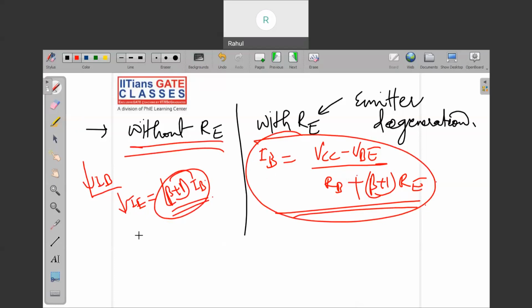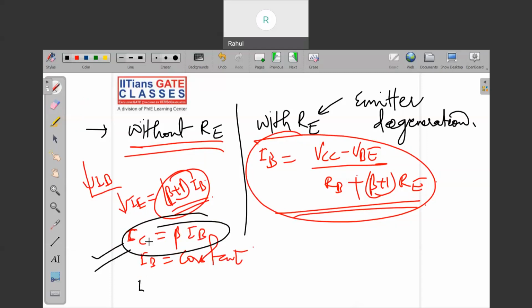So without RE, your IC equals beta times IB, where IB is constant, you can say. So your IC is directly depending upon the beta.